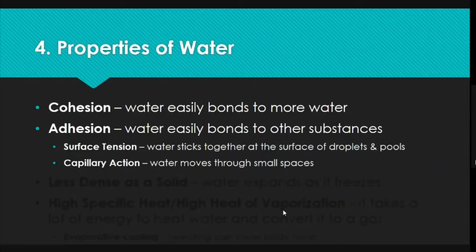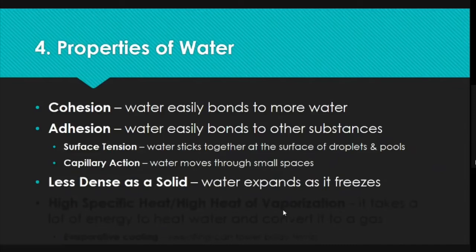Capillary action is where water moves through very small spaces. The most famous example is paper towels. There are little tiny spaces between the fibers of that paper towel, and that allows the water to move through. Things that don't have as many spaces, like notebook paper, are not going to allow as much water through as the looser holes of the paper towel. But it's something that we use to our advantage.